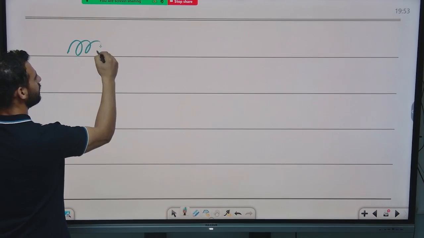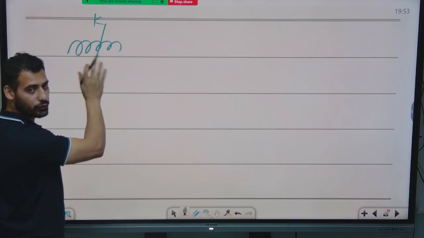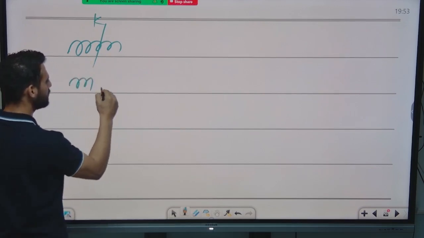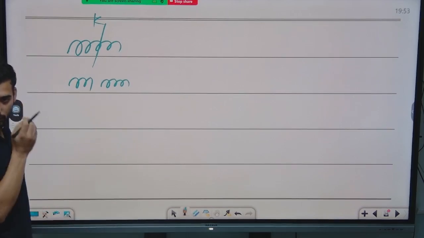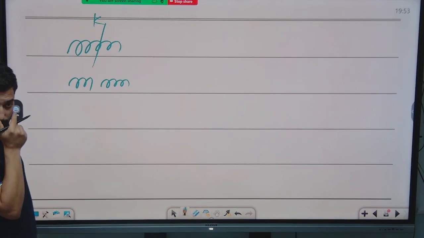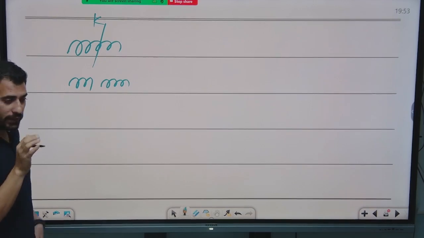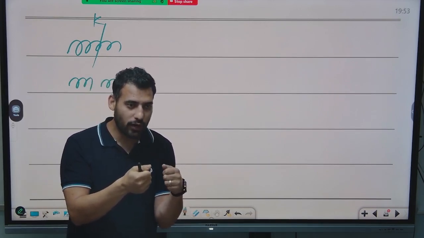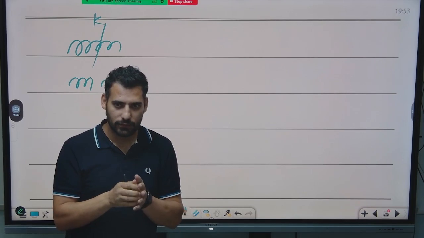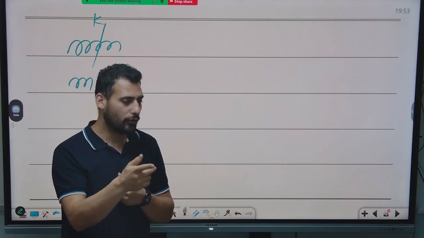If there is a spring and you cut it, the spring constant was k. You cut it into two pieces, so one will be this and the other is this. What is their effective spring constant? Is it k? Okay, tell me. Is a smaller spring very difficult to stretch, or a bigger spring? Smaller.